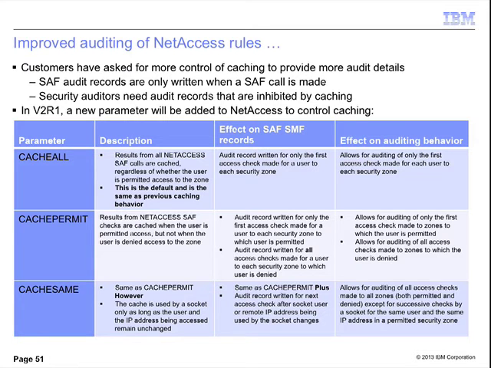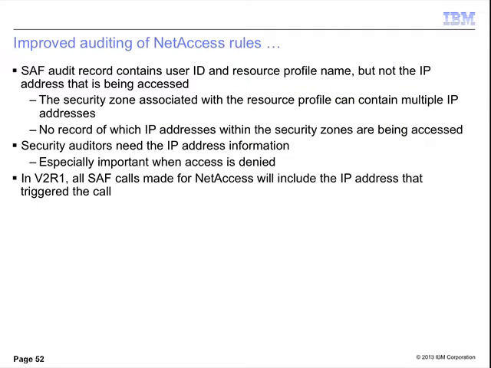Now there was still a hole in all this, and the hole was that this log string that we passed to RACF that got written out included some useful information, but one piece of information that was pretty vital was missing, and that was the IP address that you're attempting to access within the zone. So in 2.1, all SAF calls made for net access include that IP address.